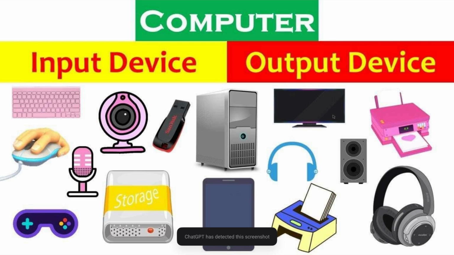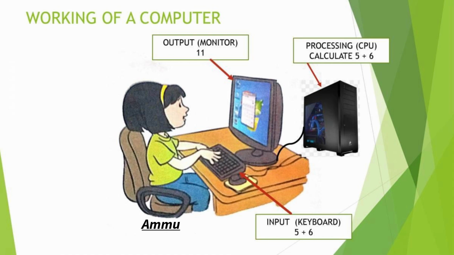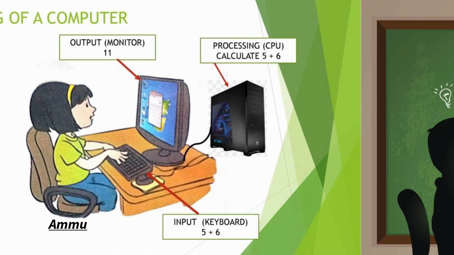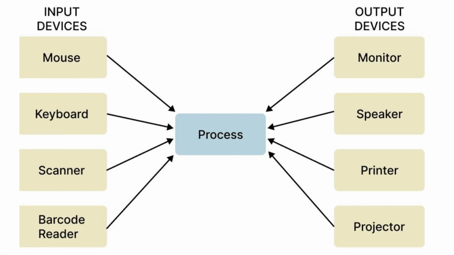In this video, we will understand how we communicate with a computer using input and output devices. Input devices are used to give data to the computer. Output devices are used to receive results from the computer. For example, a keyboard and mouse are input devices because we use them to send instructions. A monitor and printer are output devices because they show us the result.